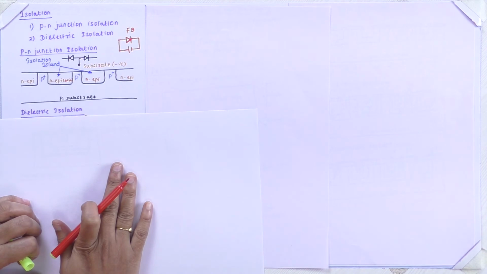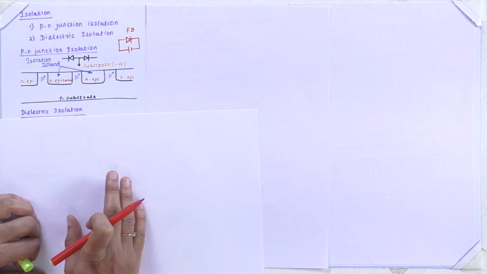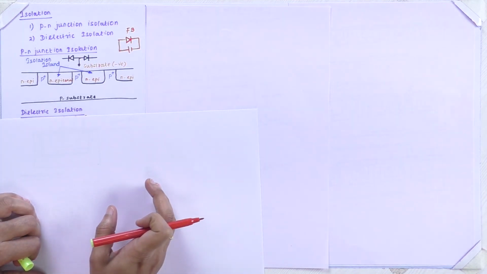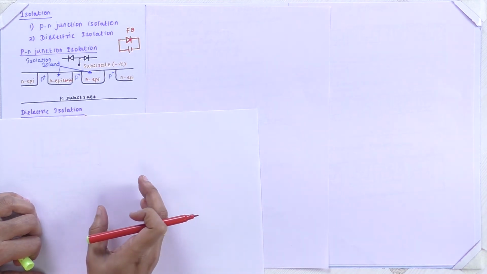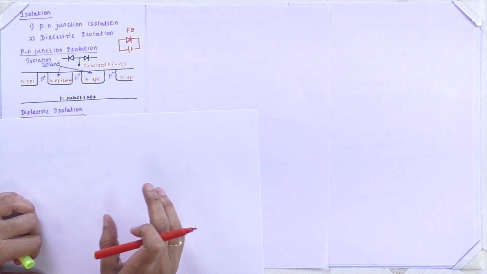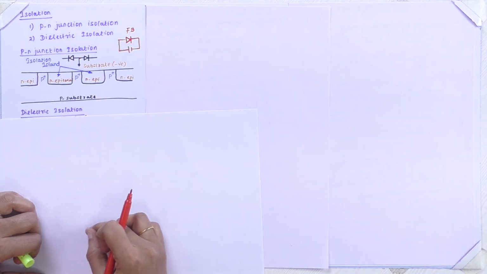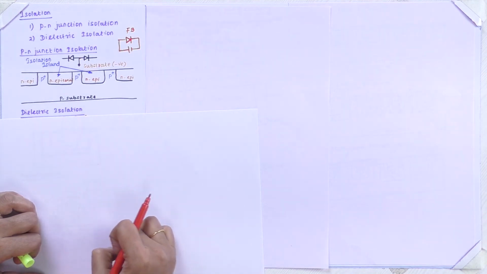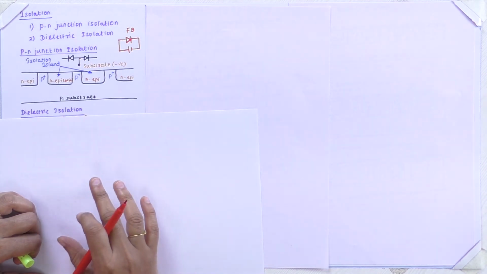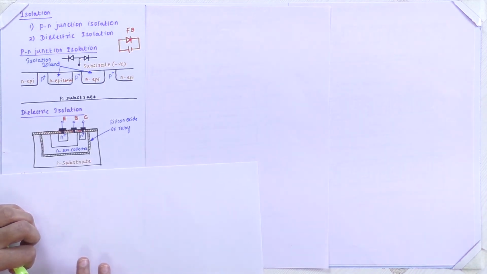So next comes the dielectric isolation. So isolation is nothing but your separation. So in terms of the dielectric medium, here we are going to place a p substrate. Between your p substrate and an epitaxial layer, we are going to introduce a thick layer called dielectric layer.